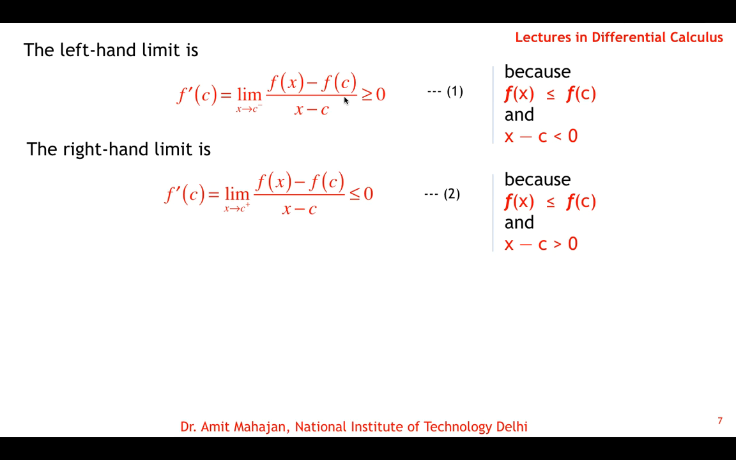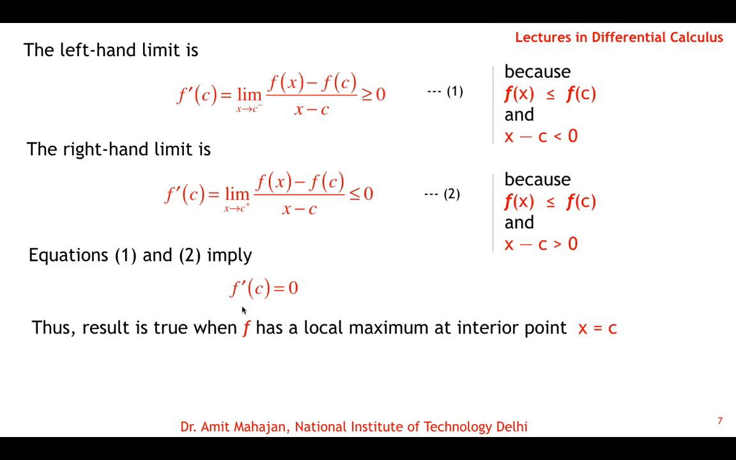Okay, so the left hand limit says the derivative cannot be negative, the right hand limit says the derivative cannot be positive, but the derivative exists, so left hand and right hand limits must be equal, which is only possible if the derivative is exactly 0. Okay, so thus the result is true when f has a local maximum at the interior point x is equal to c. Okay, so for local maximum this is the proof.